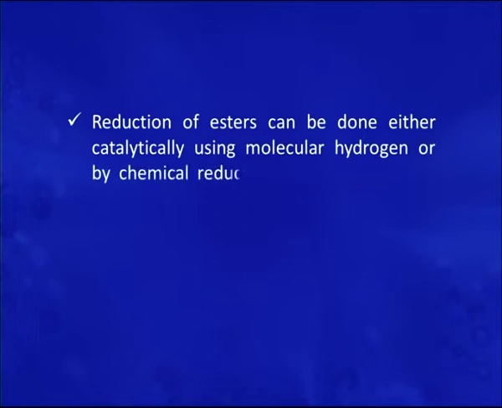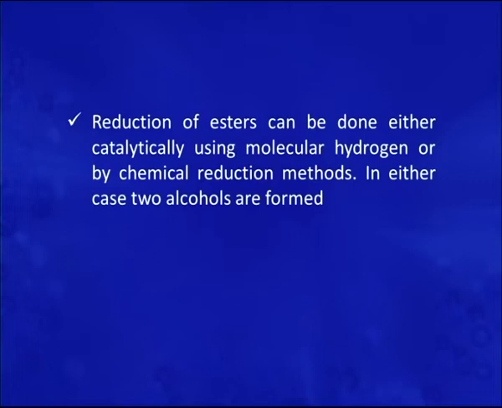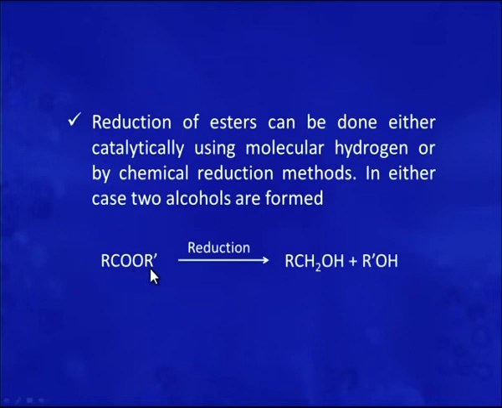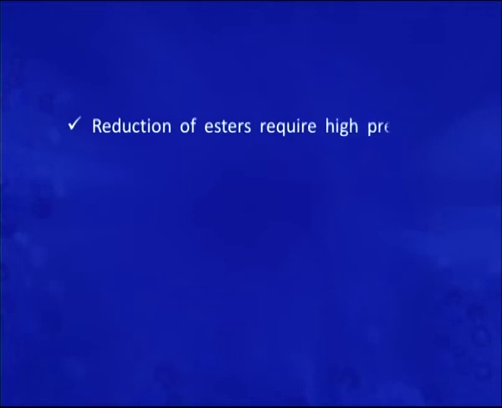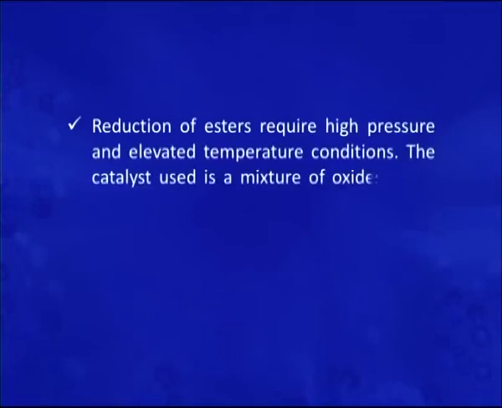Reduction of esters can be done either catalytically using molecular hydrogen or by chemical reduction methods. In either case, the product is two alcohols. As you can see, the ester upon reduction is forming two alcohols. Reduction of esters requires high pressure and elevated temperature conditions. The catalyst used here is a mixture of oxides, also called chromite.